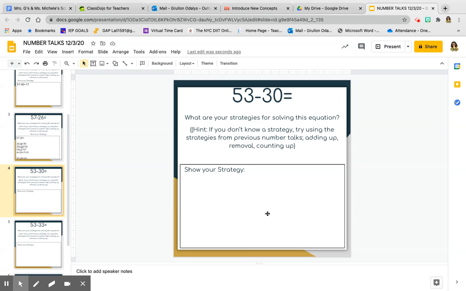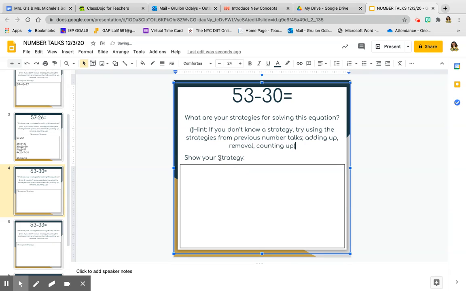Here I have 53 minus 30. So you guys, I'm going to give you a chance to work on your strategies and figure out what works best for you to be able to get this answer. Okay. So I'm going to see, similar to the first problem, that I have no ones here. So I can either use the adding up strategy or the removal strategy. And in this case, I'm going to use the removal strategy.